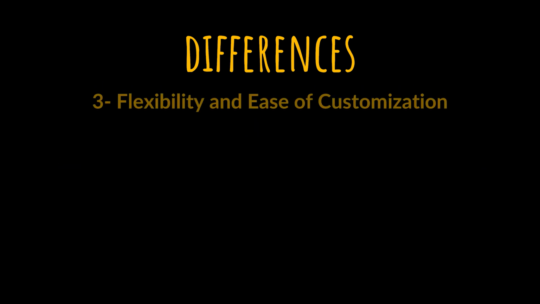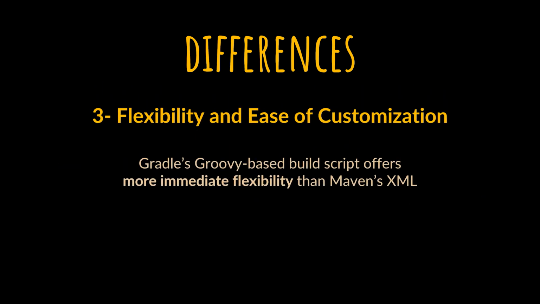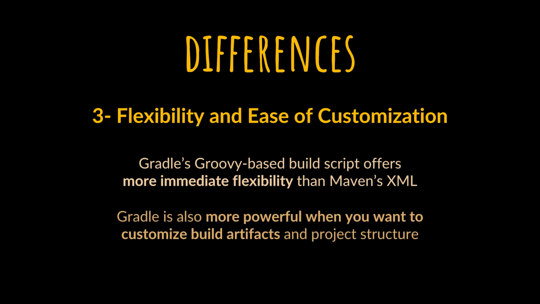It achieves this by checking the status of tasks and skipping any that aren't updated, resulting in shorter build times. 3. Flexibility and ease of customization. Gradle's Groovy-based build script offers more immediate flexibility than Maven's XML. For instance, you can write plugin customizations directly into Gradle's build script. Gradle is also more powerful when you want to customize build artifacts and project structure. While Maven is also highly customizable, its XML-based configuration requires a few extra steps to customize your build.